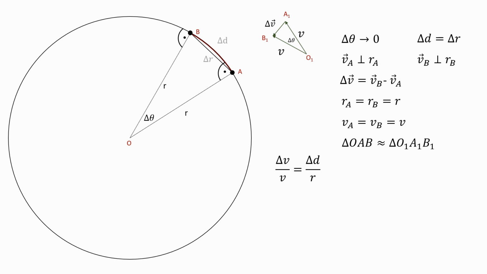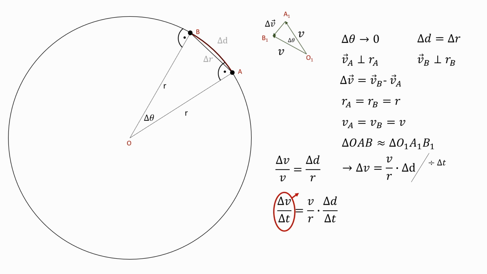Delta V over V equals delta D over R, implying that delta V can be expressed as V over R times delta D. Dividing the entire expression by delta T, we find that delta V over delta T equals V over R times delta D over delta T.